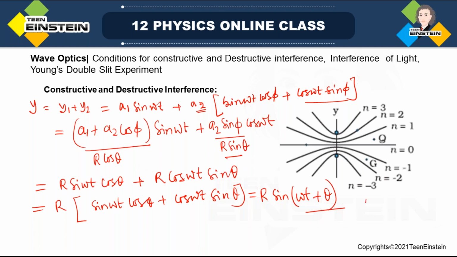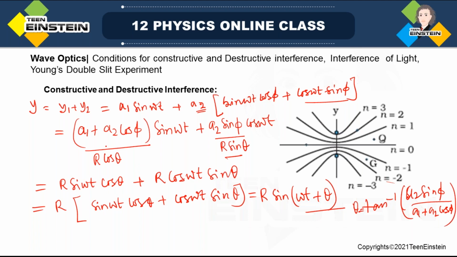How can I get theta? Theta will be tan inverse. See, here I have taken sin theta by cos theta, right? So sin theta is this a2 sin phi. So you will get here a2 sin phi divided by a1 plus a2 cos of phi. So this is the value of theta. This is a separate value, different from phi.